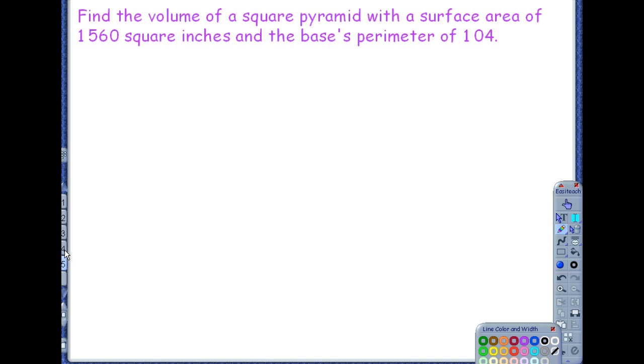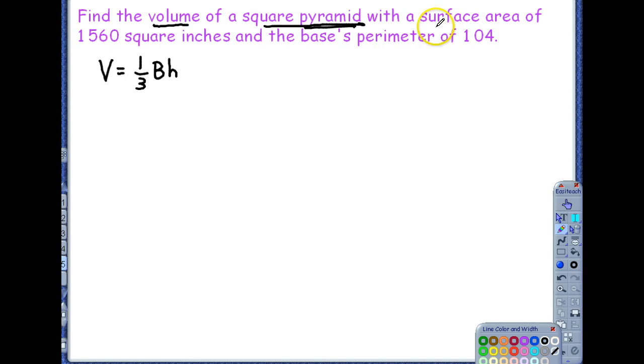All right, last problem. It says find the volume of a square pyramid, okay? And I'm going to read on in just a minute, but let's just write down this. It says find the volume of a square pyramid. So I'm thinking volume of a pyramid, all right? The volume formula of a pyramid would be 1/3 of the area of the base times the height. Or area of the base times the height divided by 3.